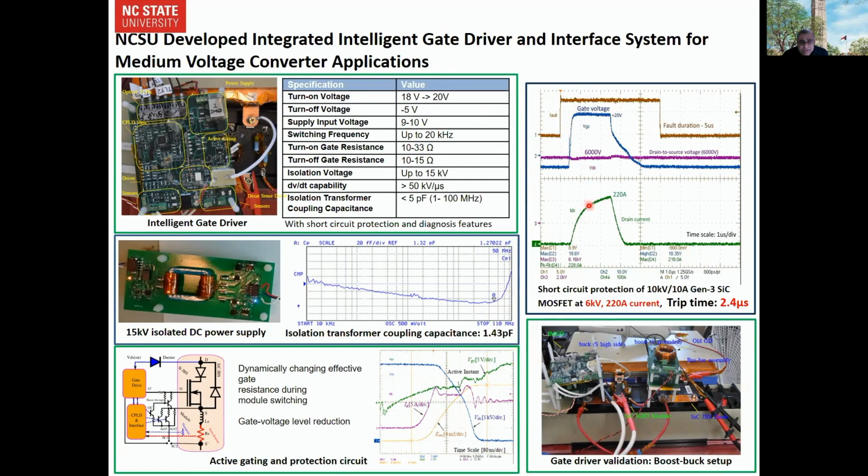I mentioned that there is a DSAT protection. So we are actually showing the short circuit performance of this device. With a 6 kV DC bus, we intentionally cause a short, the gate driver detects it, and then actually shuts it off in 2.4 microseconds. This is done on a single die, and the single die is supposed to carry 15 amps, but the device current goes to around 220 amps, but the device does not fail, and the gate driver is able to turn it off.